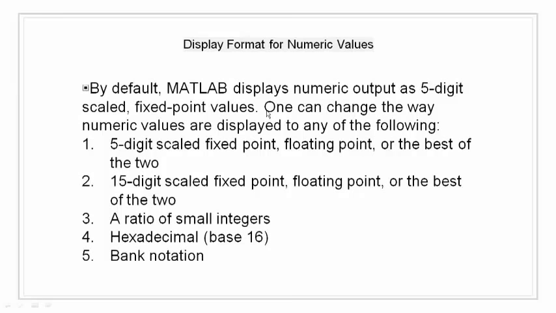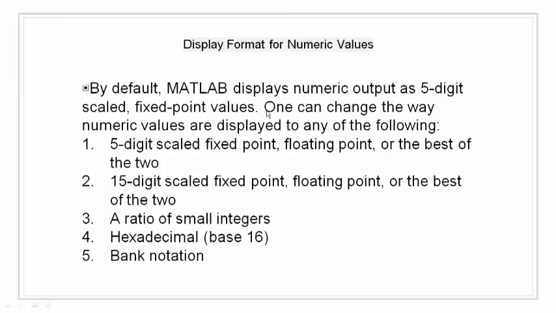The first is we can have a 5-digit scaled fixed point, floating point, or we can have the best of 2. The second is we can have either a 15-digit scaled fixed point or a 15-digit floating point, or we can have the best of 2. Third is we can have the number as a ratio of small integers like 2 by 3, 1 by 2, 8 by 10, something like that. The fourth way is we can display them as hexadecimal numbers, that is numbers with base 16. The fifth is the bank notation that is helpful when we are dealing with currency values.